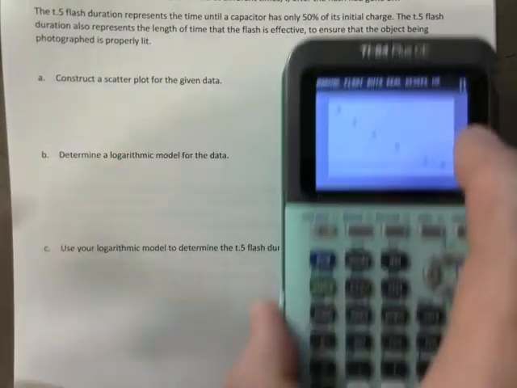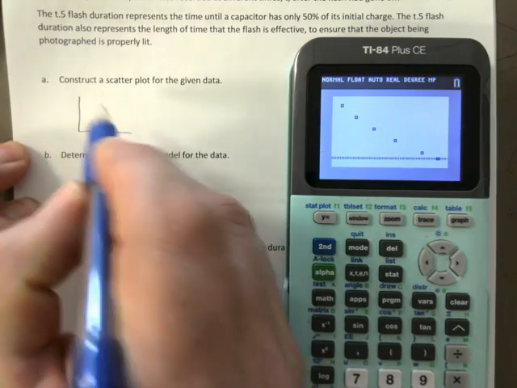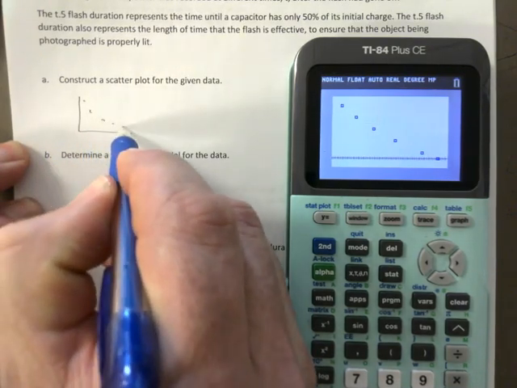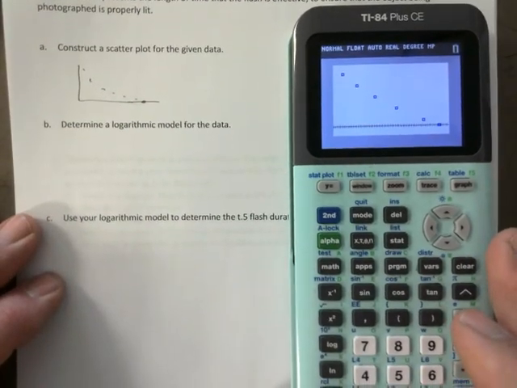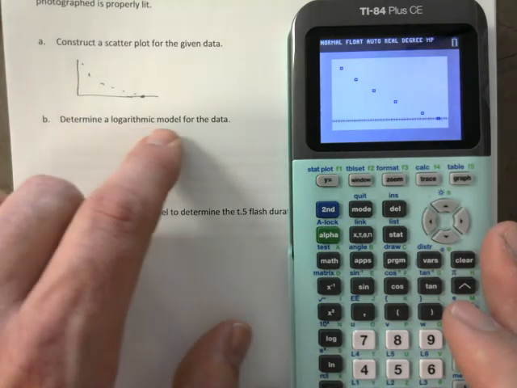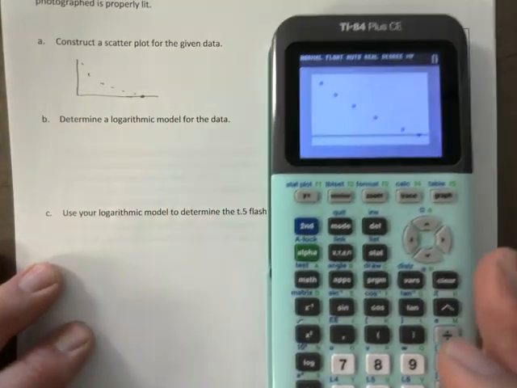So we've done the scatter plot. Let's just make a little scatter plot, no big deal. There we go. Determine the logarithmic model for this data set.